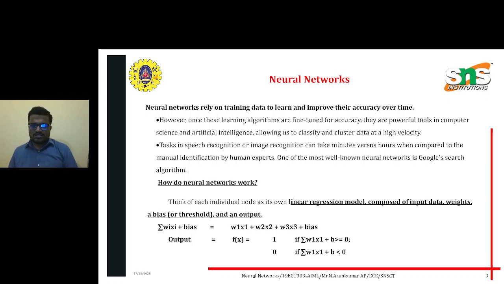The condition is that the output of the concerned information can be followed by f of x equal to 1. If it is 1, then the condition is that the value is greater than 0. If it is 0, then automatically the value will be less than 0.